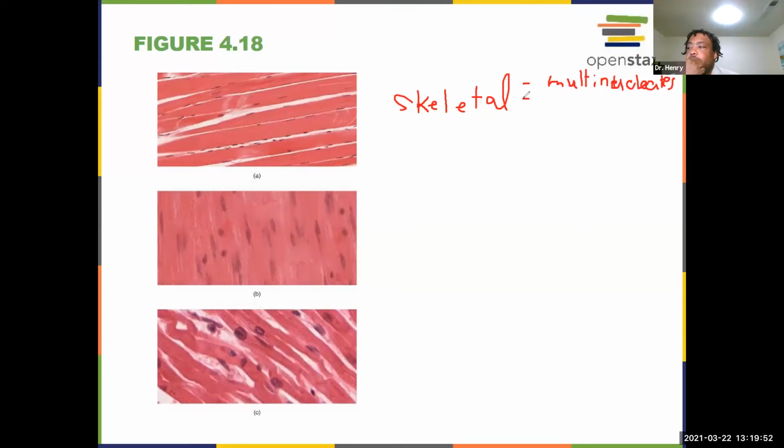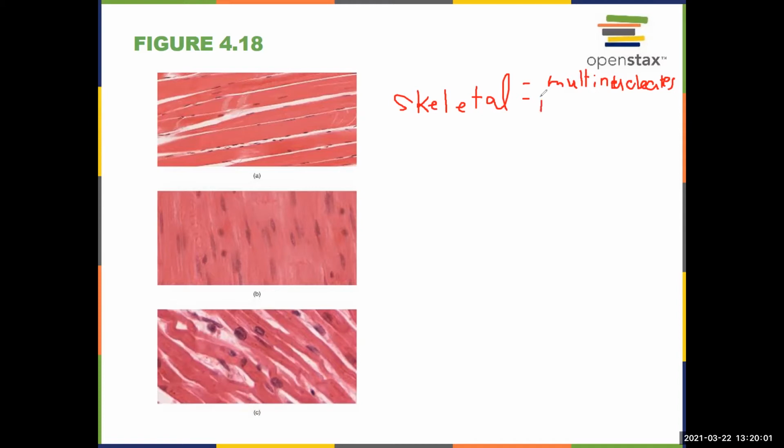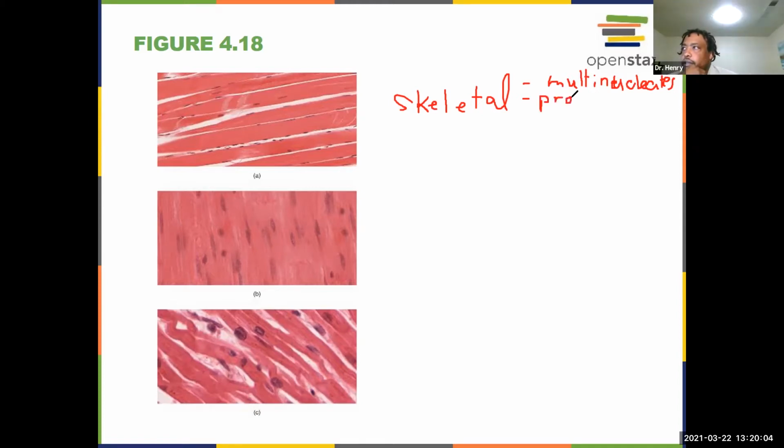Anything else? Say that again, Megan? They produce heat and protect organs. Produce heat, protect organs. Okay. Someone said nicely, thermal homeostasis, right? Produce heat and protect organs. Anything else?